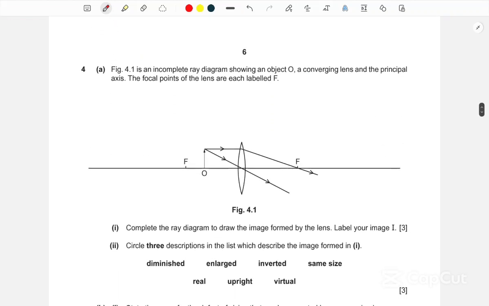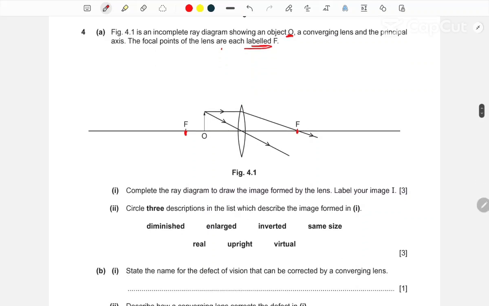Question 4. Figure 4.1 is an incomplete ray diagram showing an object O and converging lens and the principal axis. The focal points of the lens are each labeled F. So these are the 2 focal points. So the first question is going to be complete the ray diagrams to draw the image formed by the lens. Label your image I. So now we just have to complete this diagram. Let me just zoom in a bit.